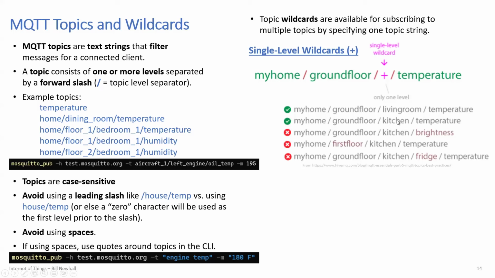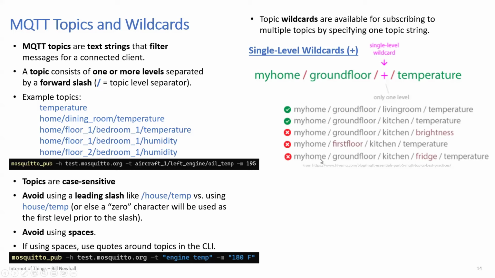I can change living room to kitchen and get the kitchen temperature because kitchen is taking the place of that wildcard. Okay, but if I have my home, ground floor, kitchen, and brightness, that does not match the pattern of this topic with the wildcard because I have brightness instead of temperature. So that won't match. I won't receive that message. Or first floor instead of ground floor. Right, you won't receive that.